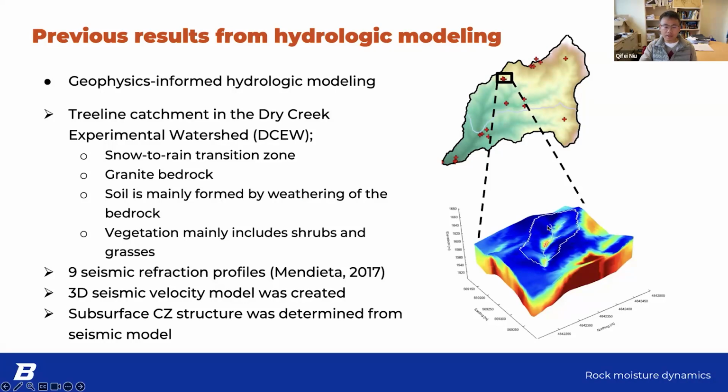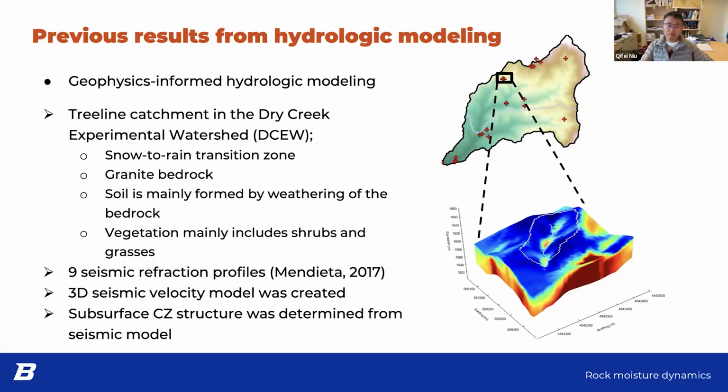For example, this is the watershed. What we did here is run a series of seismic refraction surveys. Once we collect the data, we invert it, and eventually we build a 3D seismic velocity model. From the seismic velocity model, as we mentioned earlier, you can distinguish soil, fractured bedrock, and fresh bedrock. Their seismic velocities are quite different, if we're not talking about the influence of lithology, because in the Idaho batholith we pretty much have only granite.